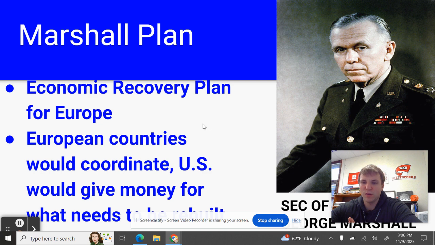So the European countries would coordinate. They would talk with one another and figure out, okay, Great Britain really took a hit with the Blitz of London, where they were really trying to get the British to surrender to the Nazis. They may need the help a little more than, say, Norway or whatever. Okay, but the Marshall Plan was that we were going to try to prop Europe up.